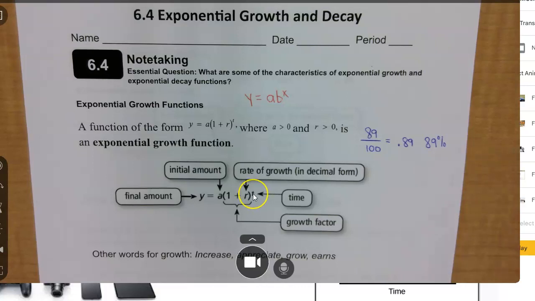100% of the amount you started with, plus the rate of growth. And then t is time. And this is almost always measured in number of years. For what we're going to be doing in this lesson, t will be the number of years.